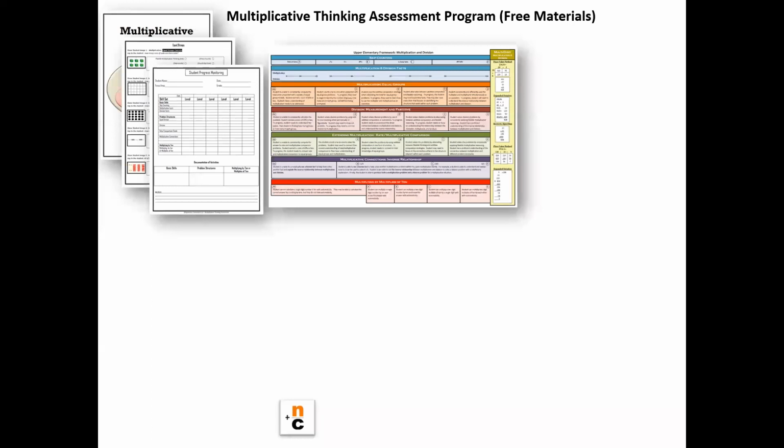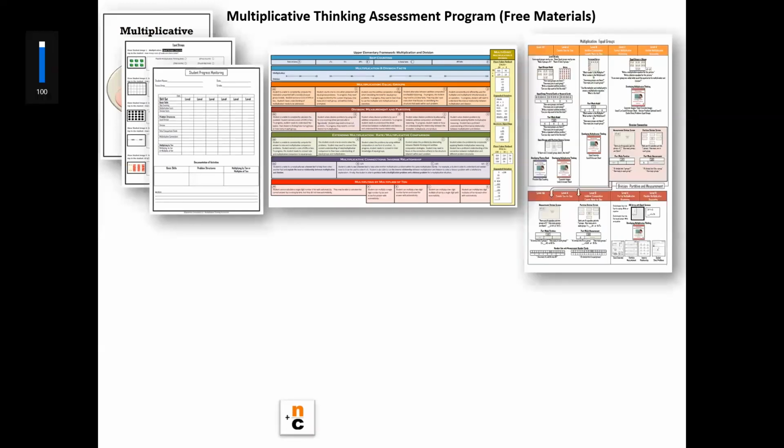Next, you'll learn how to use the Multiplicative Thinking Framework, which will allow you to see your students' strengths and weaknesses. This document will act as a map to guide you towards the target areas that you will focus your instruction on. Next, you'll learn how to use the Leveled Activities Guide, which will take the assessment data and turn that data into instruction. All you need to do is look up the level, and the guide will tell you not only what materials to use, but what questioning prompts to use as well.